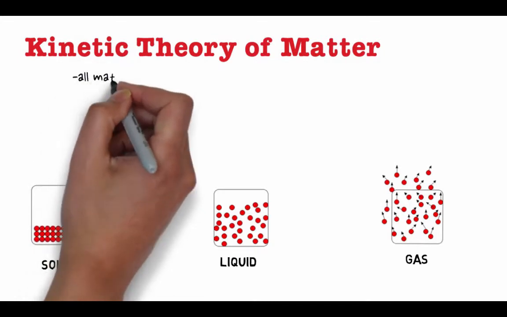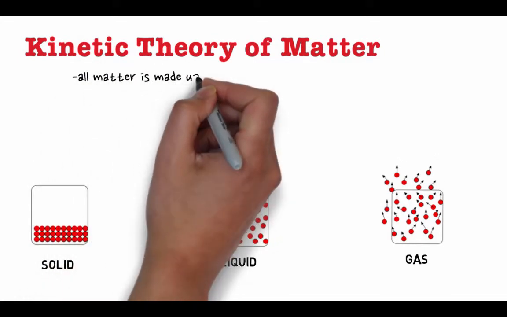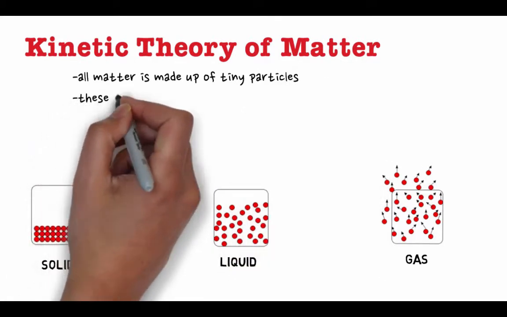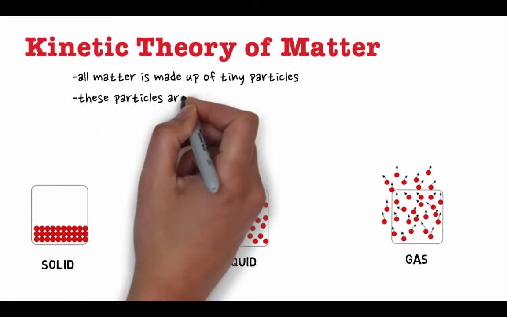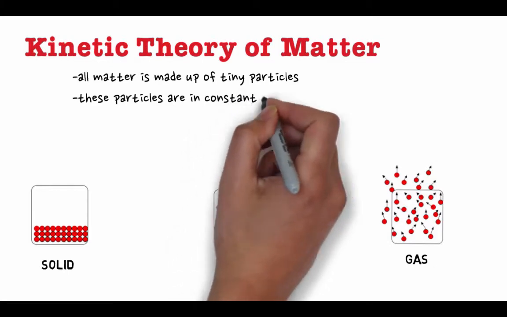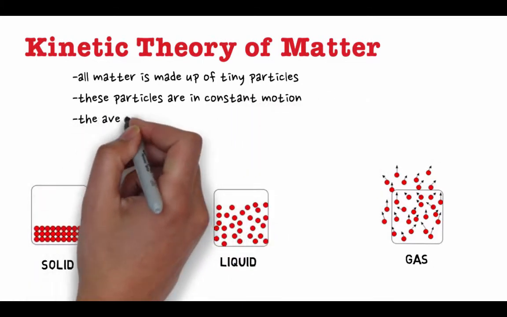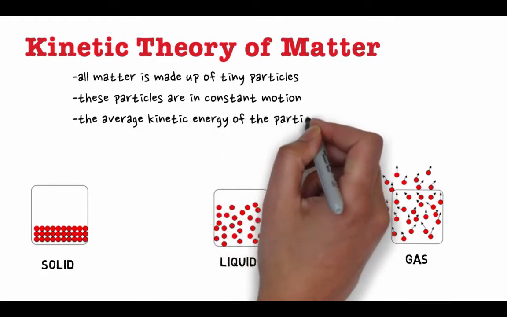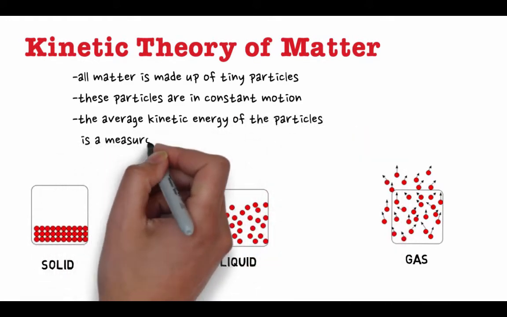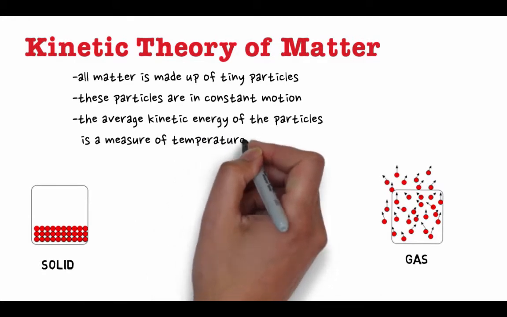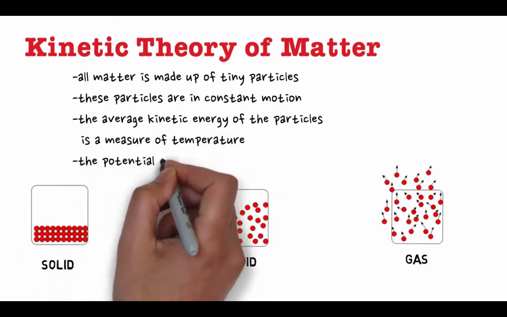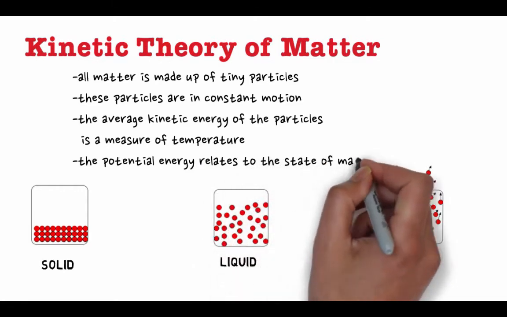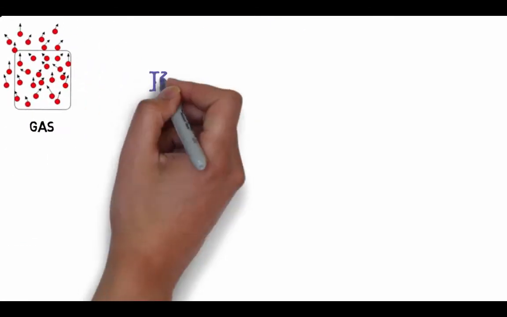This says that all matter is made up of small particles. These are usually atoms or molecules. These particles are in constant motion, and the average kinetic energy of these particles is a measure of their temperature. The potential energy of the particles is going to relate to whether or not it's a solid, liquid, or gas.